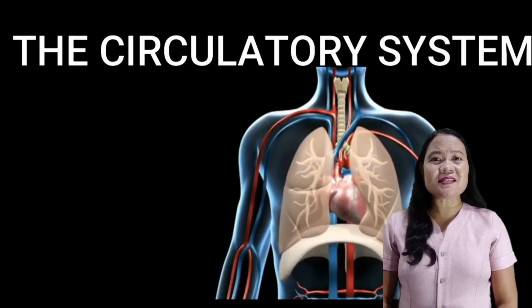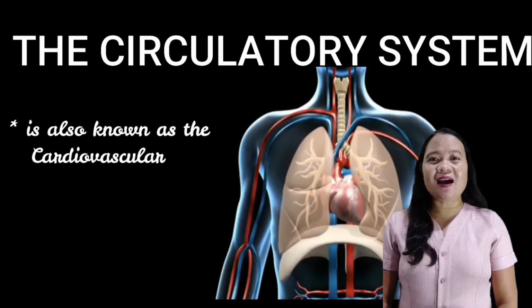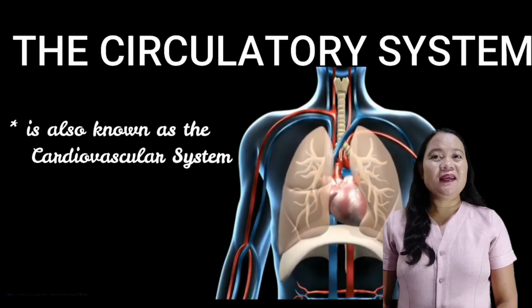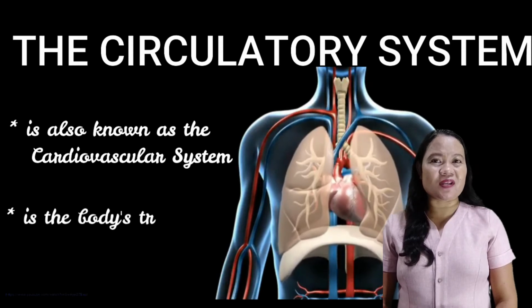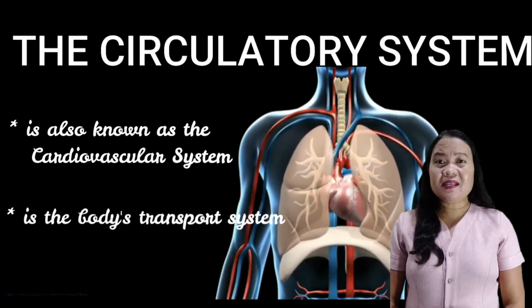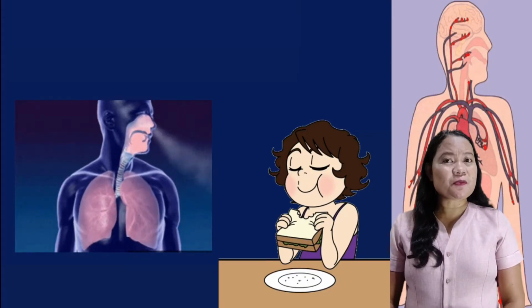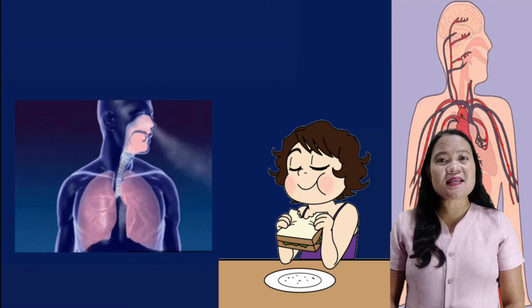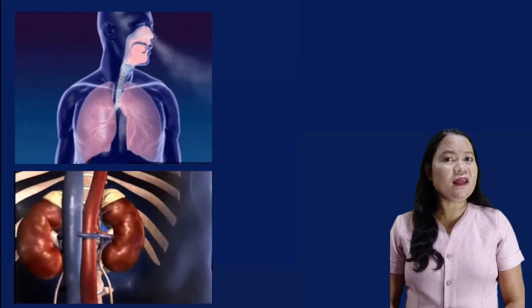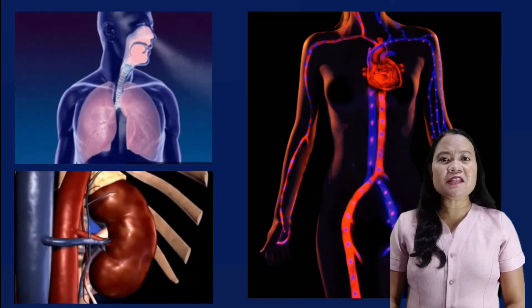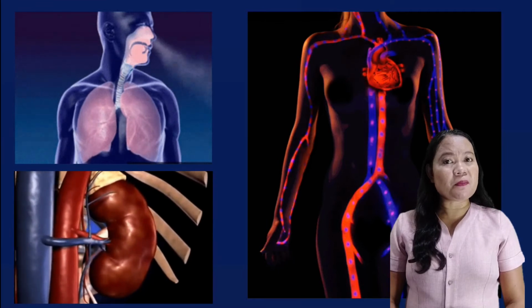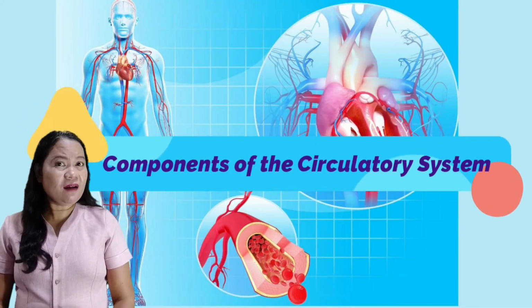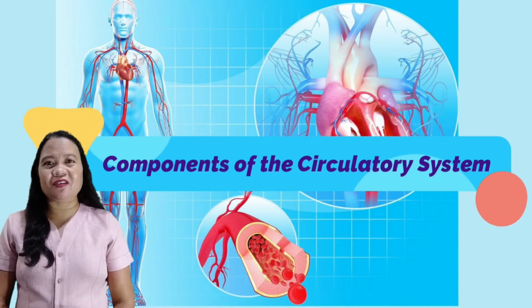The circulatory system is also known as the cardiovascular system. It is also known as the body's transport system because it is responsible for transporting the nutrients, gases, and other substances in the different parts of the body. The circulatory system is also responsible for removing and collecting carbon dioxide and other waste materials from the different parts of our body. Let's find out the different components of the circulatory system.